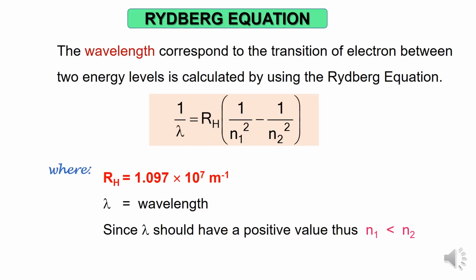The wavelength corresponding to the transition of an electron between two energy levels is calculated by using the Rydberg equation. 1 over lambda equals RH times 1 over n1 squared minus 1 over n2 squared, where RH equals 1.097 times 10 to the power of 7 per meter. Lambda is a wavelength. Since lambda should have a positive value, n1 is less than n2.